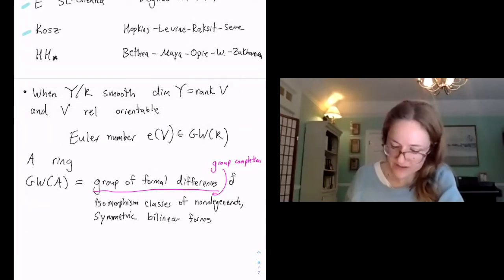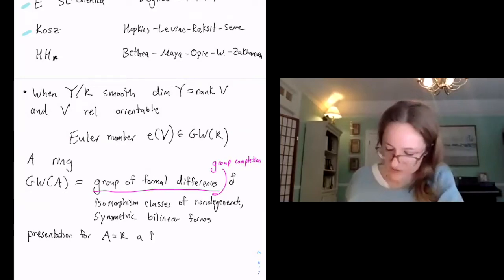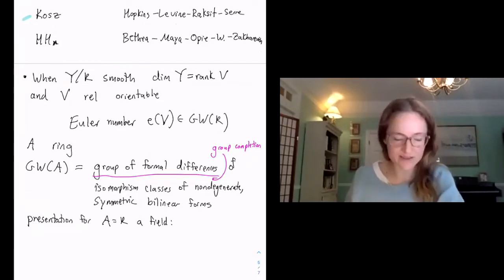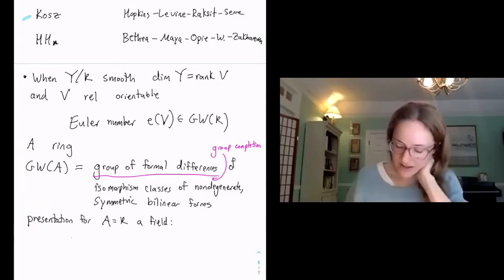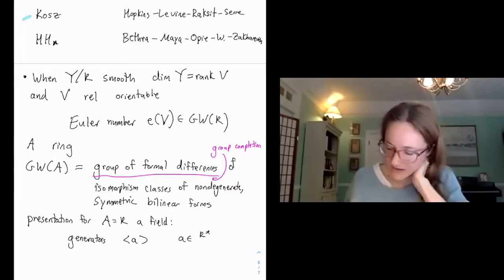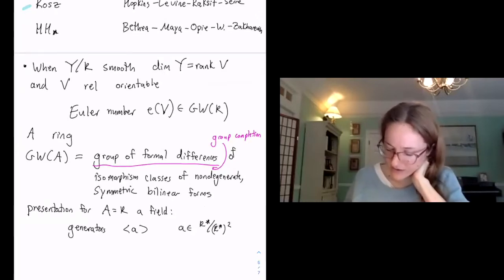And for a field, this has a very nice presentation. So, presentation: for A equals K, a field, any symmetric bilinear form can be diagonalized. So the generators are one-dimensional forms for A in K star over K star squared, as in Mark's talk.